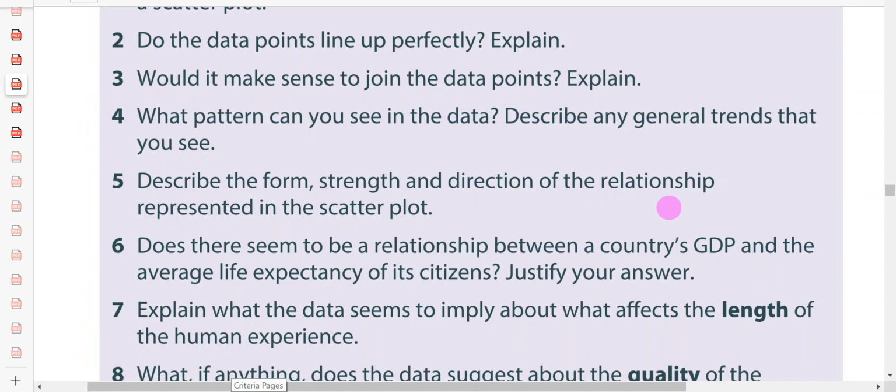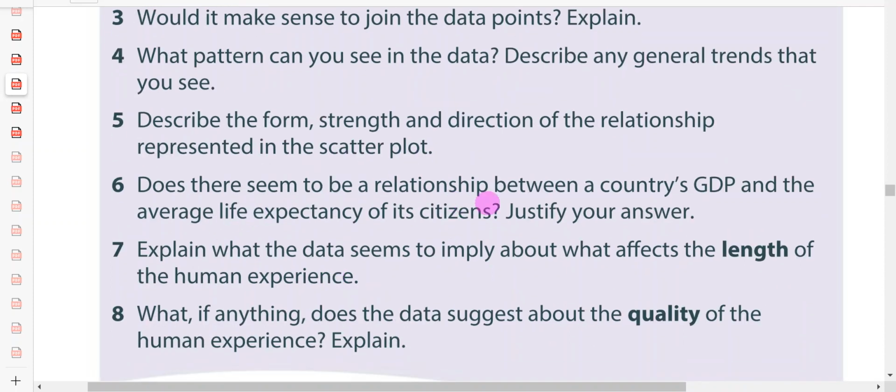Form, strength, direction. So we've kind of gone form, is it linear? Pretty much. Strength, very weak, if at all. Direction. Well, the fact that we can't say positive or negative probably means none, right? No correlation. So strength would be non-existent. So does there seem to be a relationship between a country's GDP and the average life expectancy of its citizens?